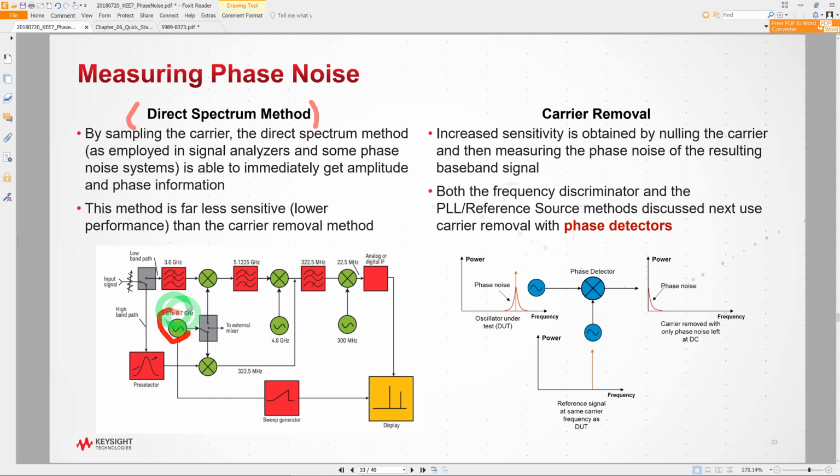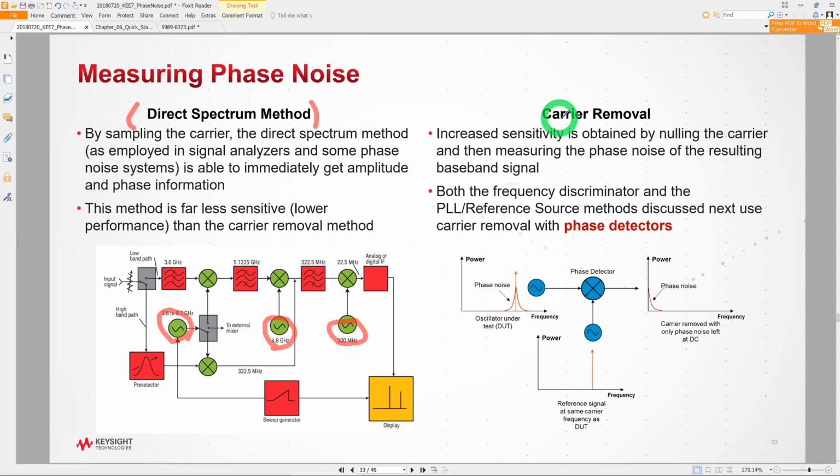So for that, it means that the internal synthesizer of the spectrum analyzer itself would have to be very, very clean and much cleaner than the signal you're trying to measure. And that can't always happen because the spectrum analyzer has to sweep, and its synthesizer therefore is going to have some limitation in terms of how much phase noise it will have. So that's always going to be a problem.